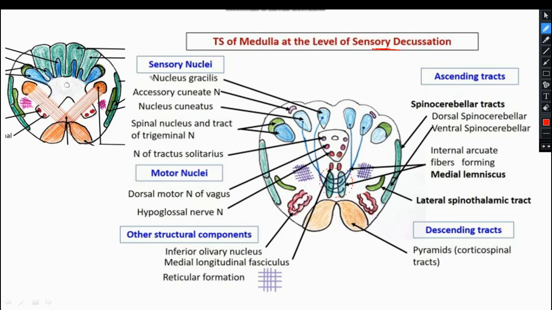Now we can see this image is of the pyramidal decussation. So when you compare this image to this image, you can clearly make out the difference. Many structures which you have seen in this are a little bit different here. Now just compare these two images and then you are able to understand in a better way. So let's talk one by one.